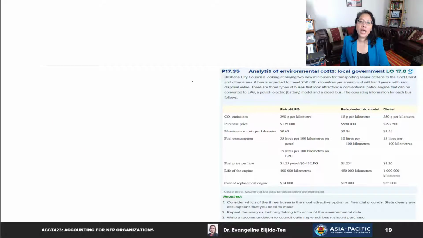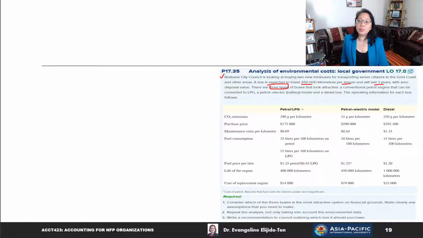So here we have Brisbane City Council, a governmental body that is looking at buying 2 new minibuses for transporting senior citizens to the Gold Coast and other areas. A bus is expected to travel 250,000 kilometers per annum, and it will last for 3 years with 0 disposal value. So there are 3 types of buses that look attractive. What are these?